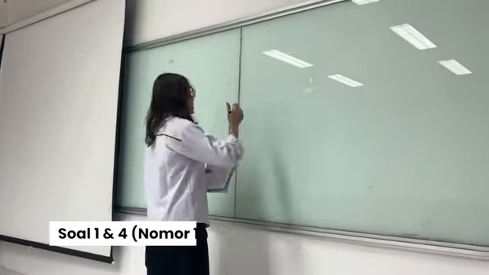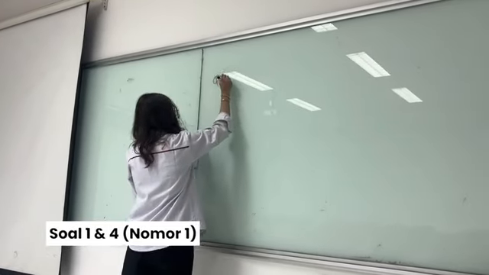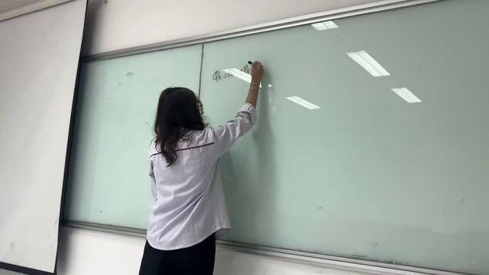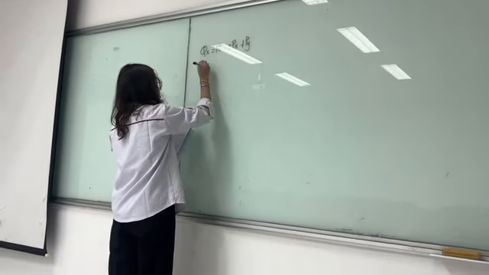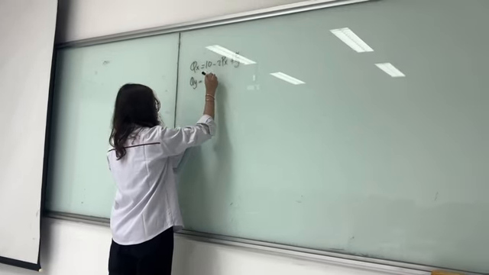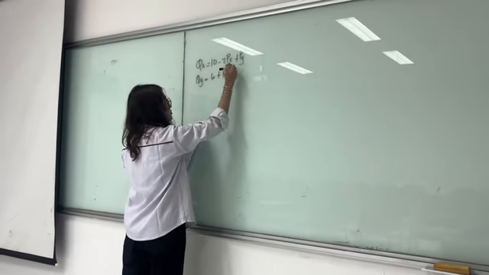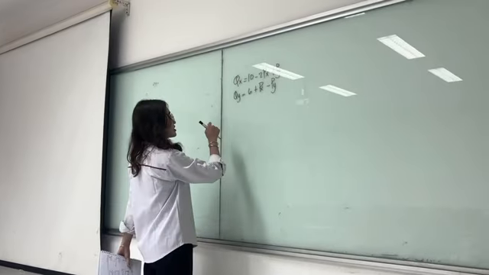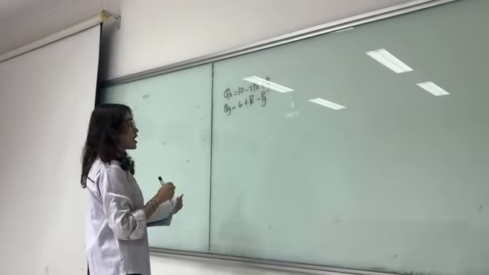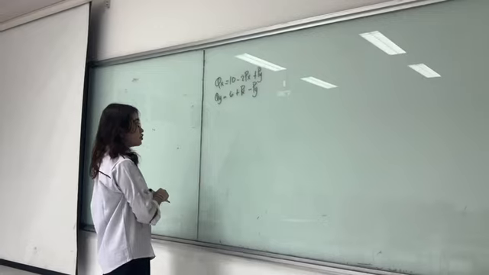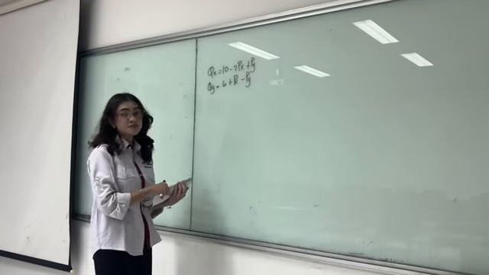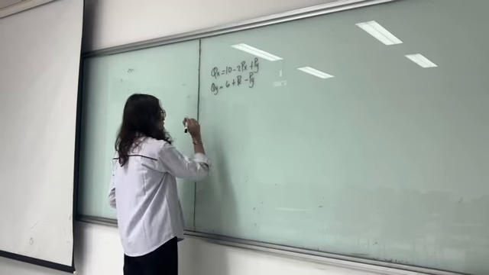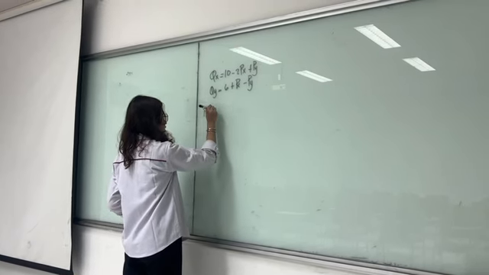So I have a question. For my first question, there is qx equals 10 minus 2px plus py, and the second is qy equals 6 plus px minus py. So for the first, we have to find the partial derivative.